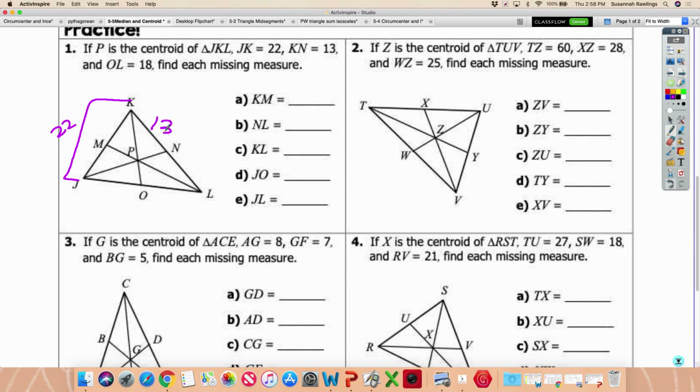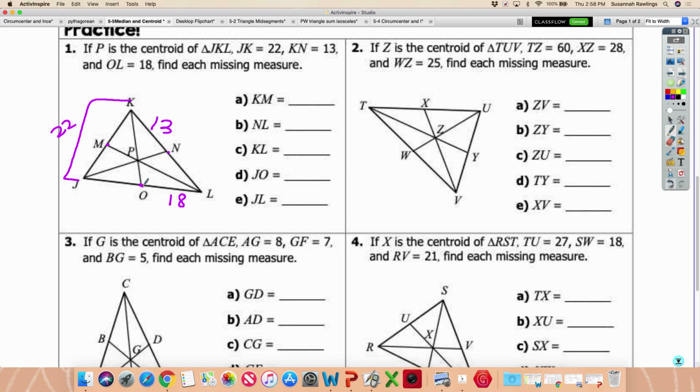KN is 13. And OL is 18. Okay, I know medians are connected to a midpoint. What are my 3 midpoints here? Can someone raise their hand and tell me what the midpoints are, Jason? M, N, and O. Good. M, N, and O, which means that they are splitting each of those segments in half.